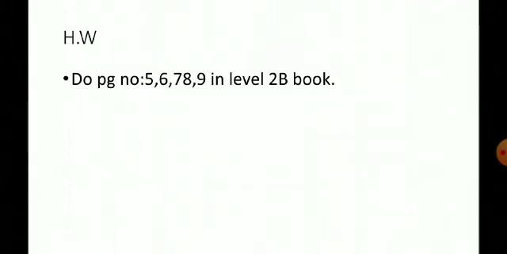So your homework is to do page number 5, 6, 7, 8 and 9 in the level 2B book. Don't do it in level 2A. Level 2A is for your class work, so that we will do during the class time, and you can do your homework in the level 2B book.